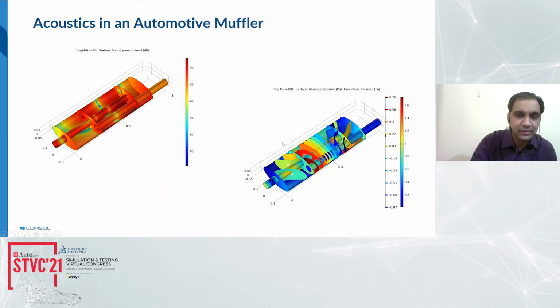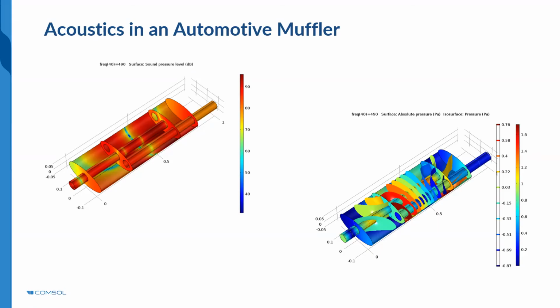All these pressures that you're seeing here are at 490 hertz. The simulation can be done at various frequencies. In this model, the simulation is done from 100 hertz to 1000 hertz. At different frequencies, you get a different sound pressure level distribution as well as different transmission loss.